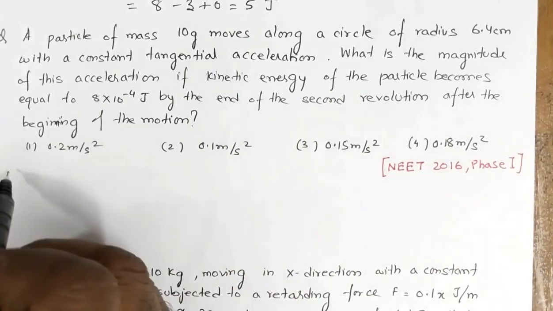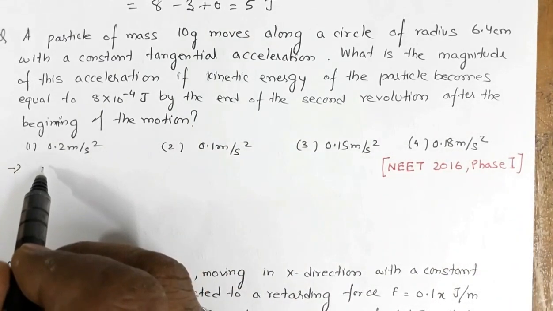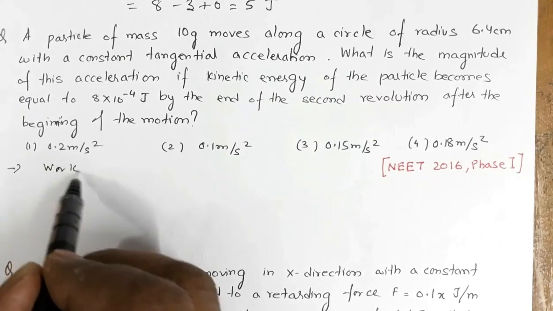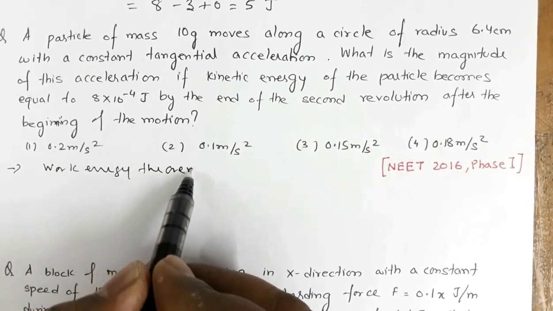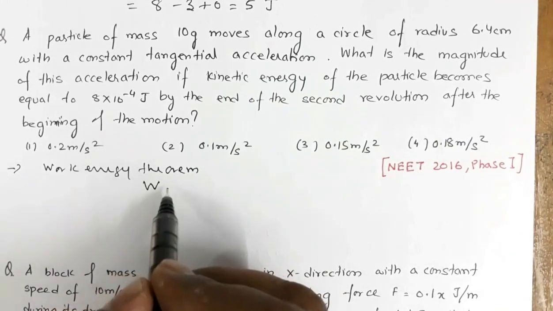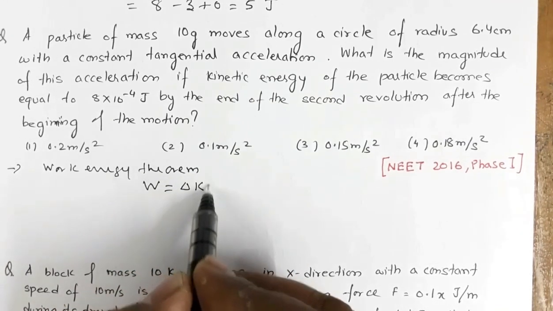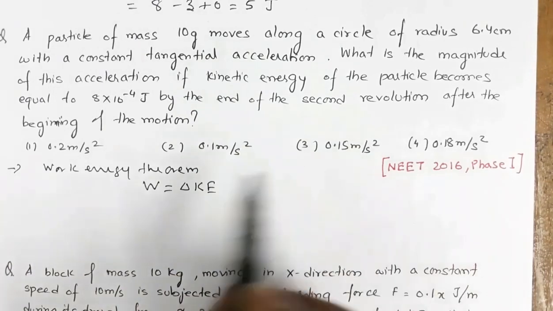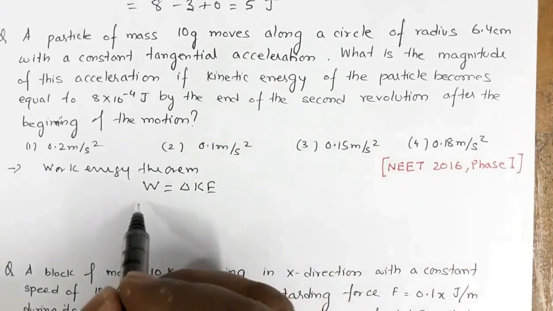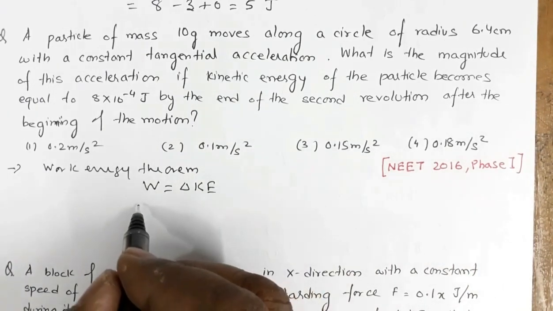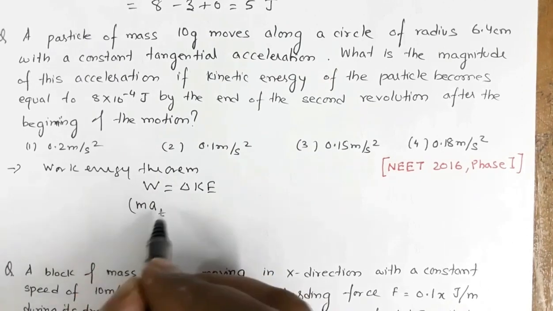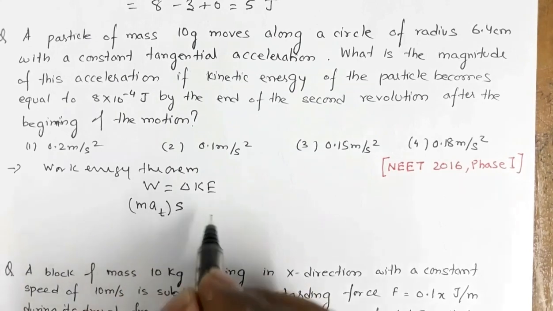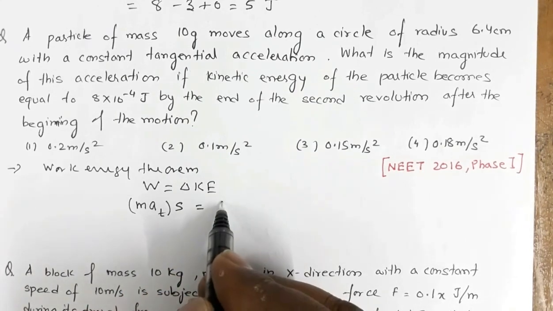Okay. So now in this question we have to use work energy theorem. Work energy theorem. That is, work done is equal to change in kinetic energy. So here work done is force into displacement. Now force is mass into acceleration, tangential acceleration into displacement is equal to the kinetic energy.